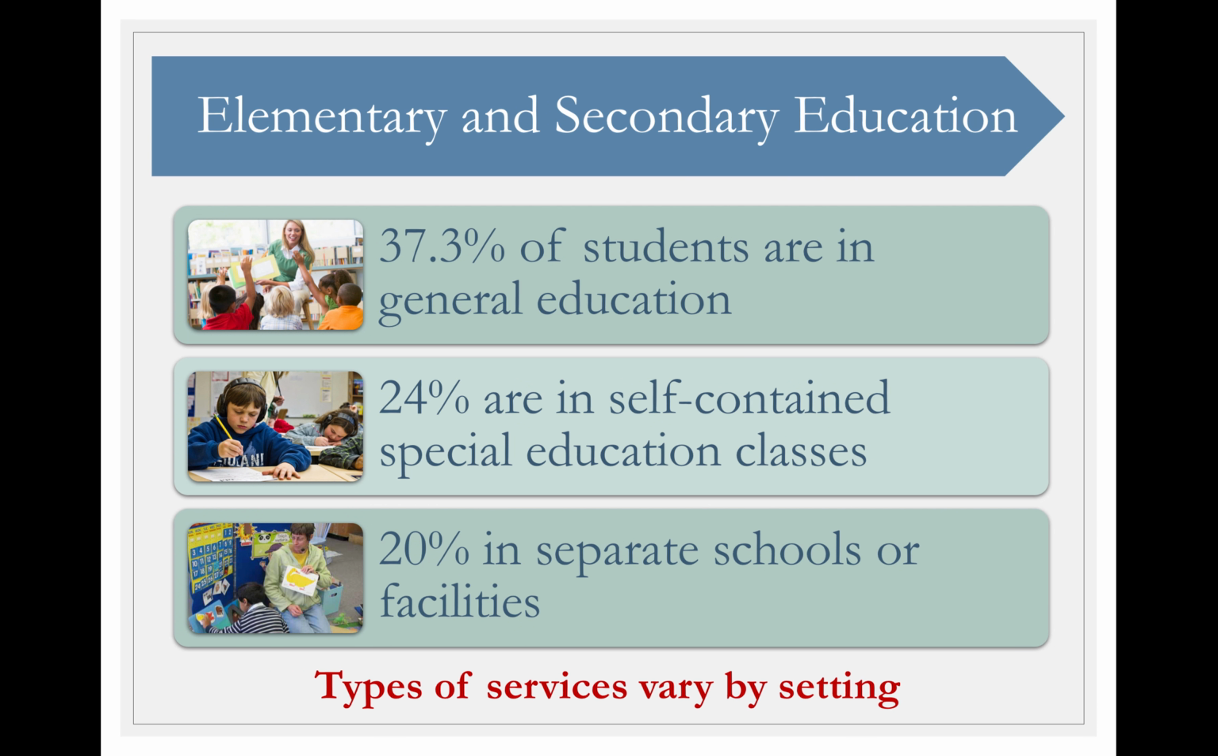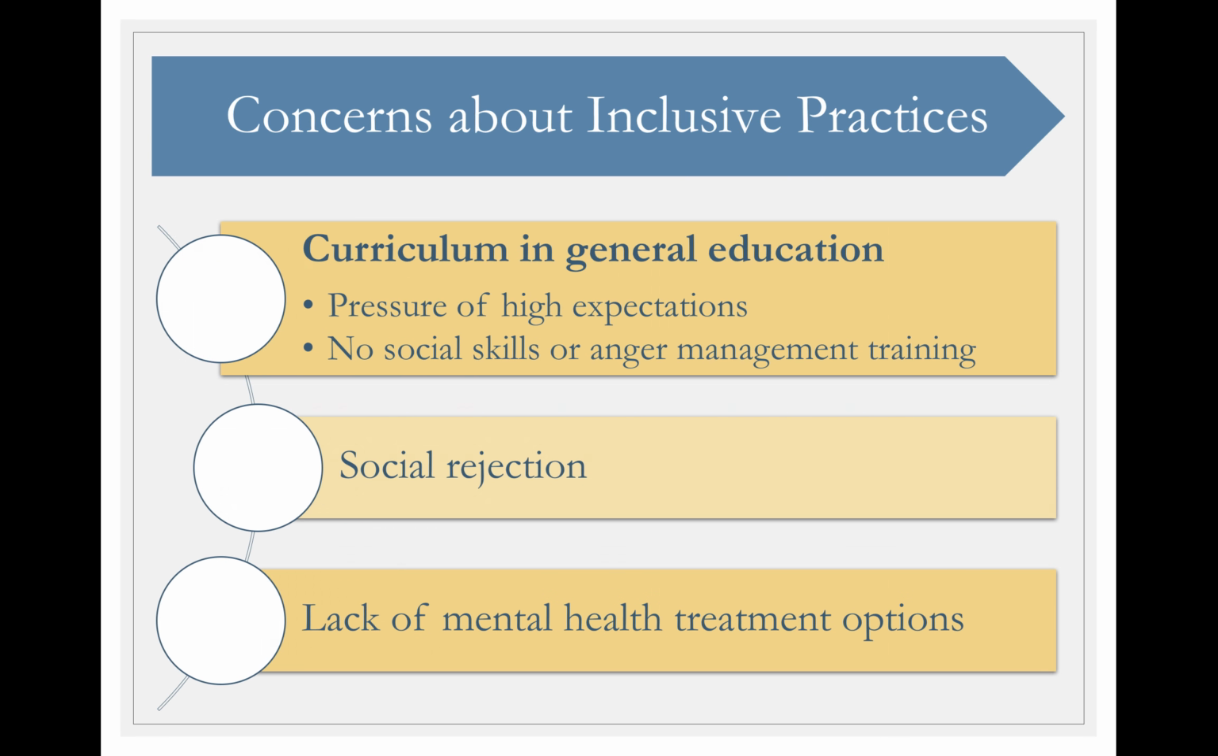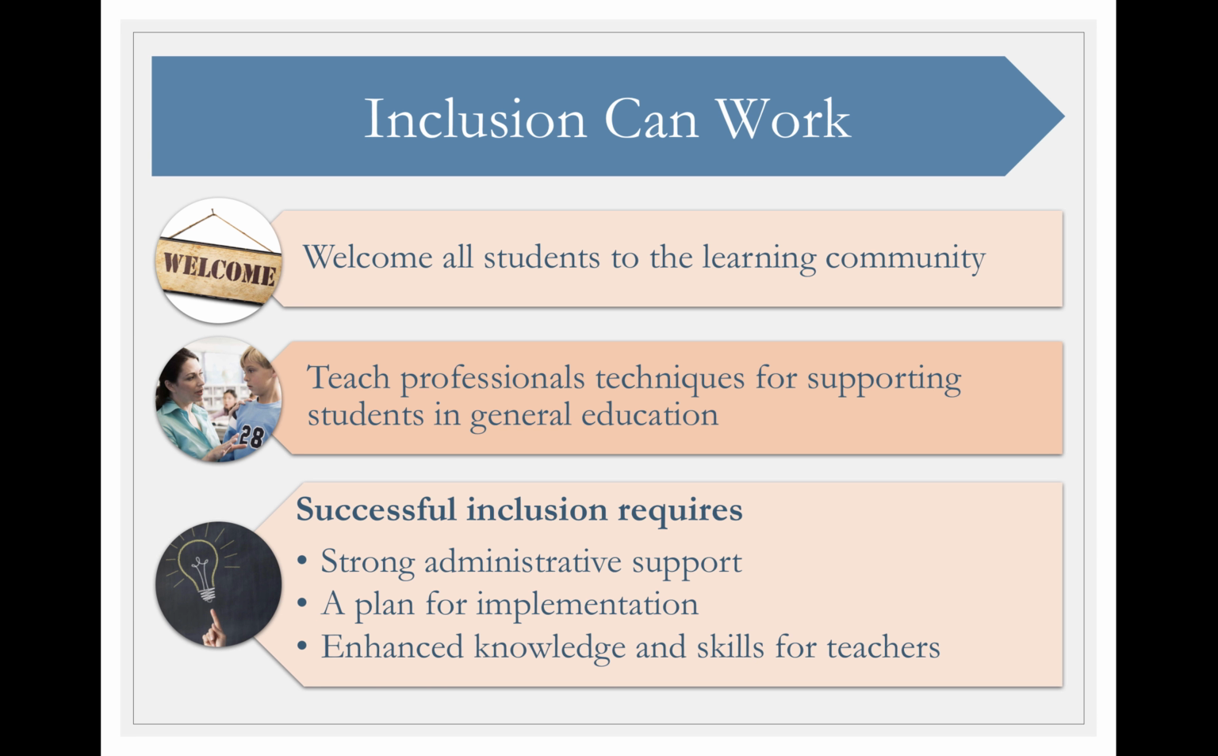37.3% of students are in general education in the elementary and secondary education programs. However, this is the population who are along the least restrictive environment, or LRE, continuum, in most of the self-contained classes as well as in separate schools. What are the concerns? Well, certainly there's a concern about expectations in the general education classroom, and about social skills or anger management program training, social rejection, and lack of mental health treatment options for these children.